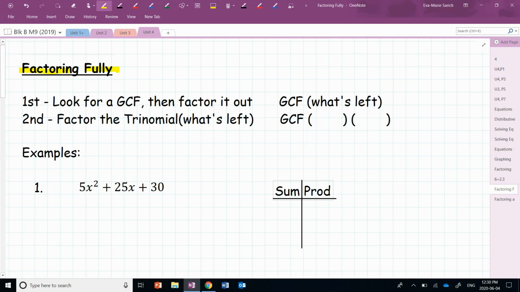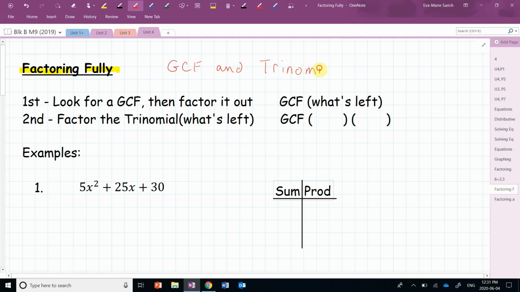The lesson today is still on factoring, so this is called factoring fully. Now, what we're doing is we're putting two concepts together, the last two lessons that we've had together. So if you have not completed the lesson on the greatest common factor and also on factoring trinomials, you're going to want to go back and follow and learn those two concepts first, because now we're putting them together in one question.